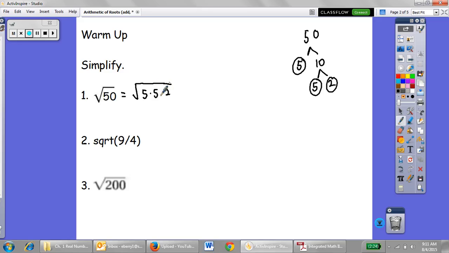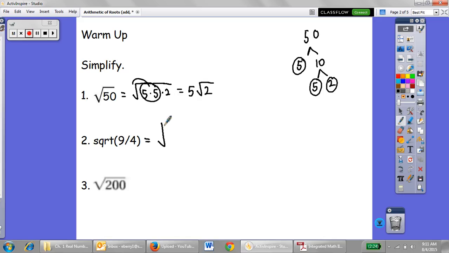Remembering from our last lesson, anytime you see a pair, you can take it out. When we take it out, notice you only take out one number. So we take out a 5, and we leave the 2 underneath the square root sign because it doesn't have a pair. Number 2, the square root of 9 over 4.